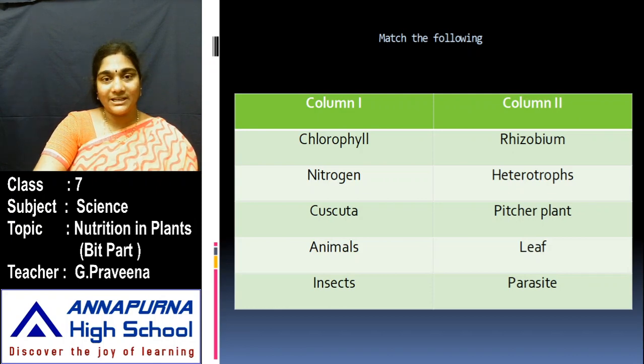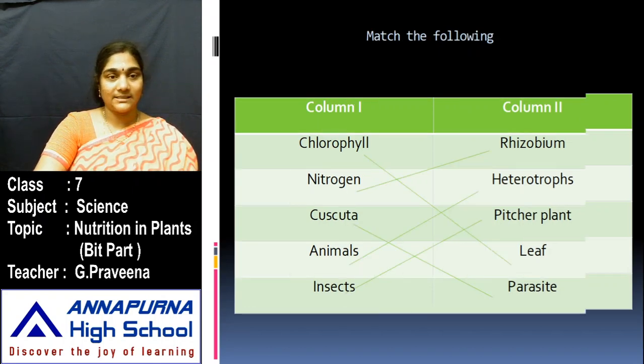So the plant gets its nitrogen requirement with the help of rhizobium bacterium. As we have already discussed, a mode of symbiotic relationship, right? So rhizobium is taking shelter from the plant, and also it is providing nitrogen to the plant. So both of them are showing a relationship which is known as symbiotic relationship. So here your answers are, chlorophyll, leaf, nitrogen, rhizobium, cuscuta, it's a parasite. All the animals, they are heterotrophs, and insects, pitcher plant.